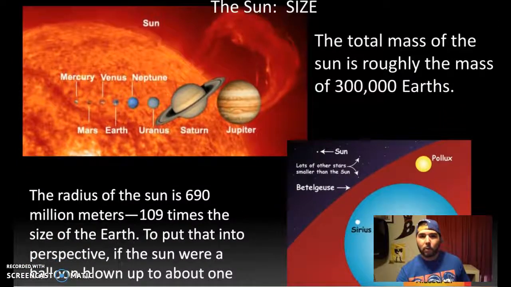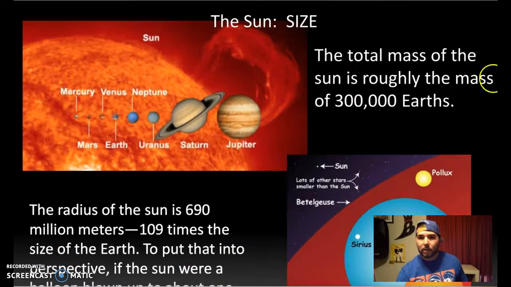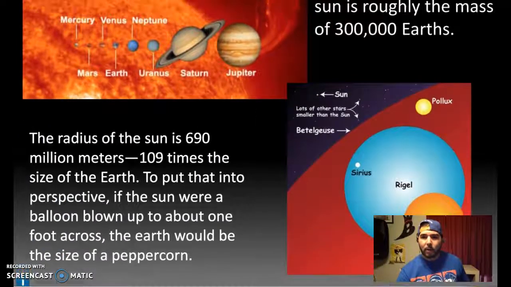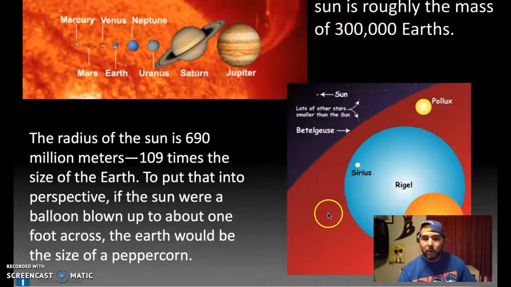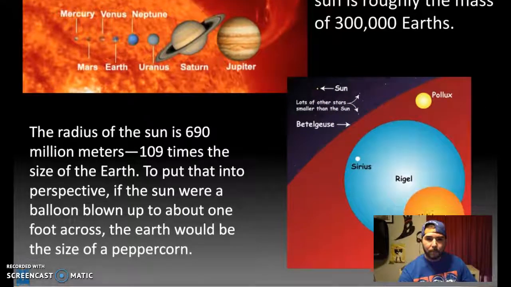Next slide here, we'll discuss the sun's size. And as you can see from this picture, relative to the other planets, the sun is huge. Also in this other picture here is our sun compared to other stars. So here's our sun here, this little dot. And this big, huge red one is Betelgeuse, another star, which is huge. So you can tell the relative size of the sun to other stars in that picture.